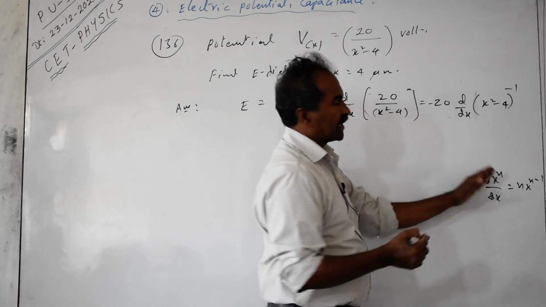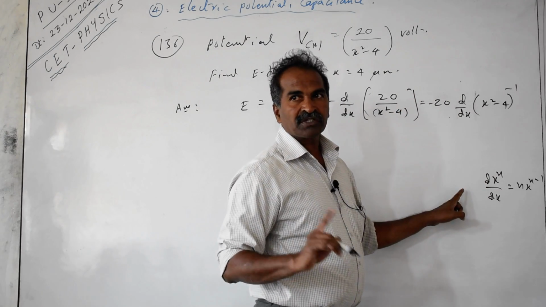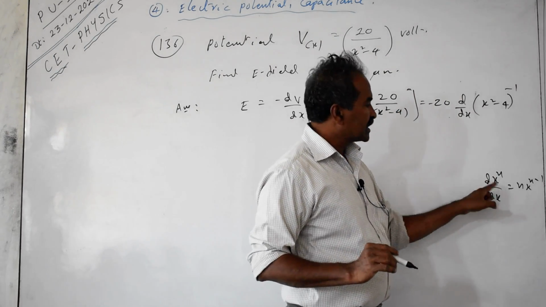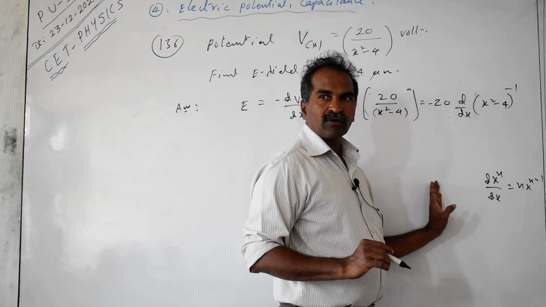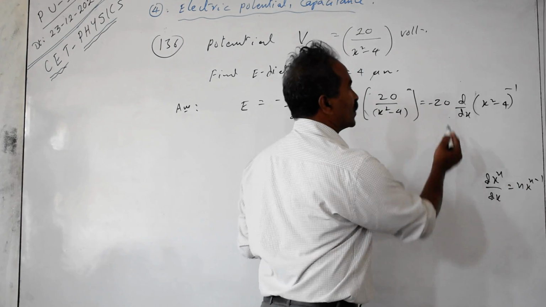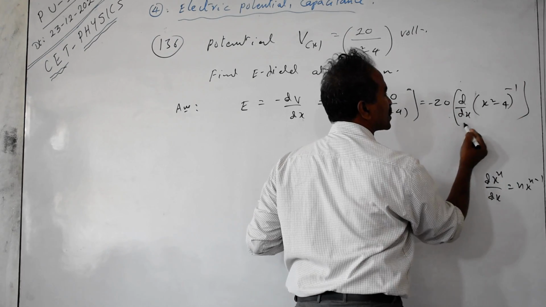If any constant is there, don't take that out. If only a constant is there, the differential of the constant is 0. But if any constant is there along with the variable x, take that out as it is, as multiplication. So this 20 is a constant, now taken out. So only the differentiation of this part is taken.